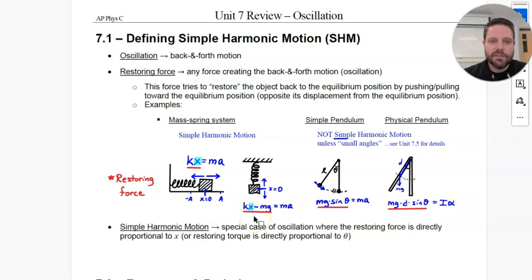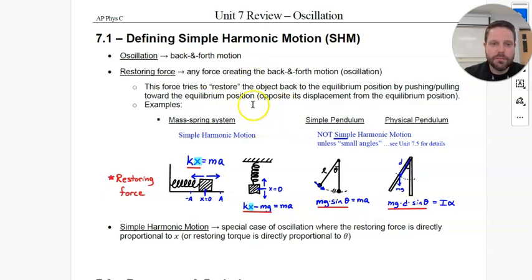Simple harmonic motion is a special type of oscillation. Any back and forth motion is an oscillation. Simple harmonic motion is a special type of that where the restoring force is directly proportional to x. You can see that down the bottom. So let's back up and first talk about what a restoring force is, and then we'll see what we mean by it's directly proportional to x.